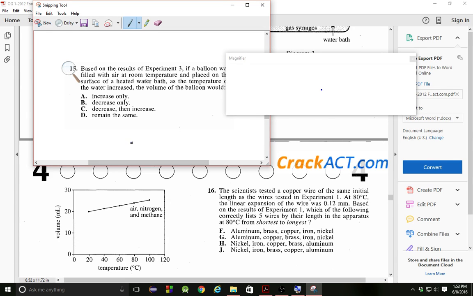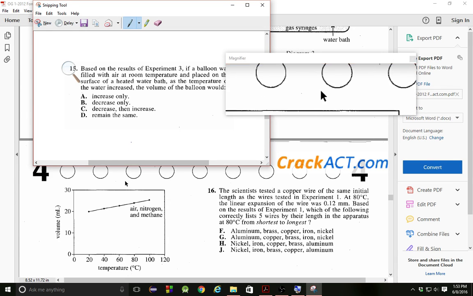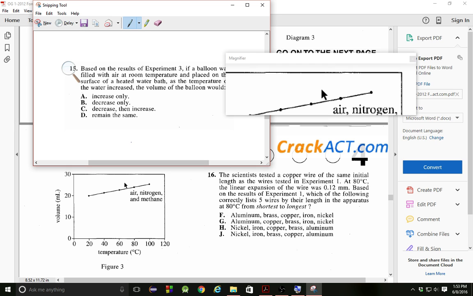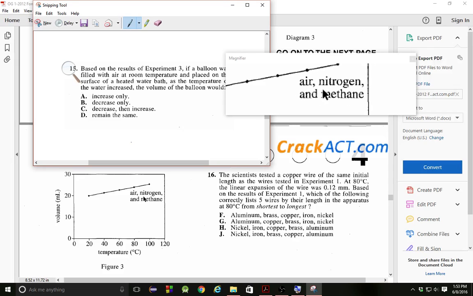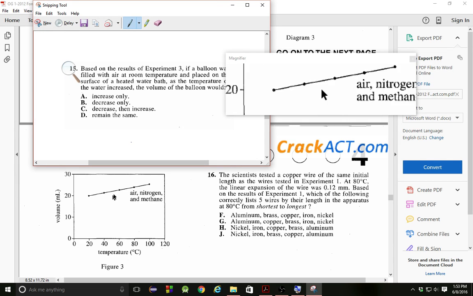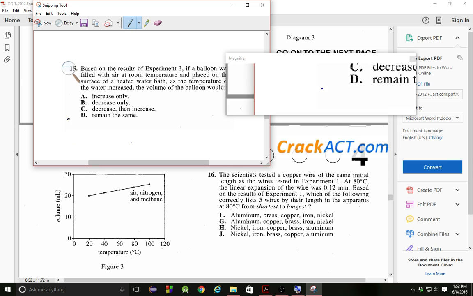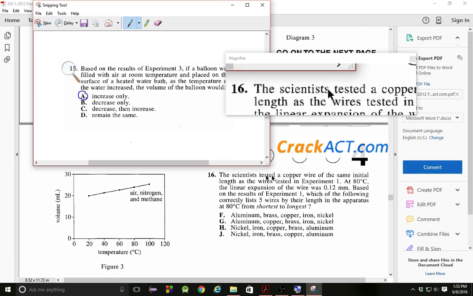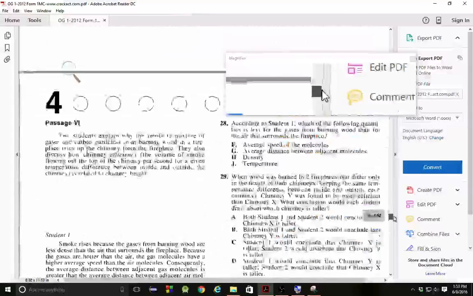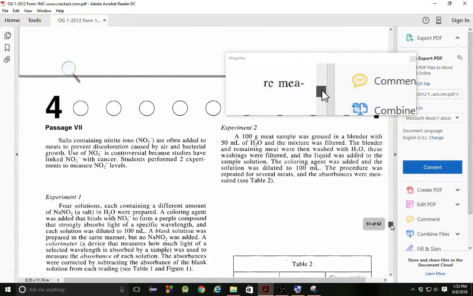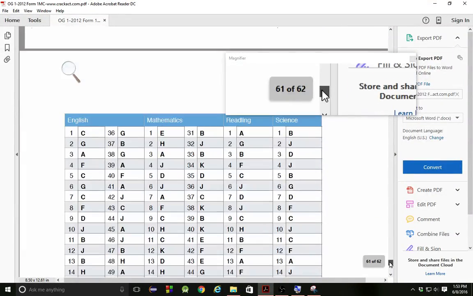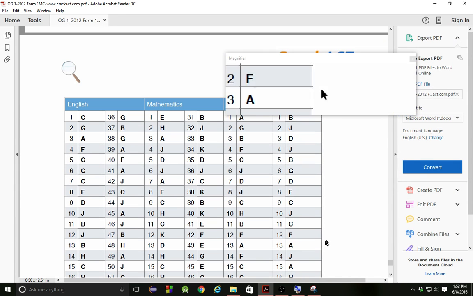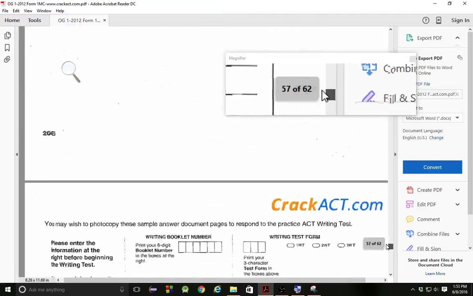So, the air, nitrogen, and methane, the volume of that all increases. So it should increase. 15 should be A, but let me check just to make sure. I was right. 15 is A.